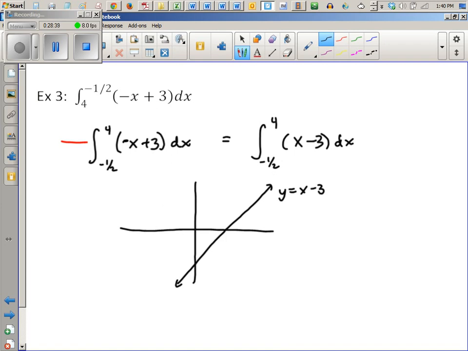Okay. Find the area between -1/2 and +4. So we're talking about this area right here. I want that area. This is just two triangles, so let's just use our knowledge of geometry.